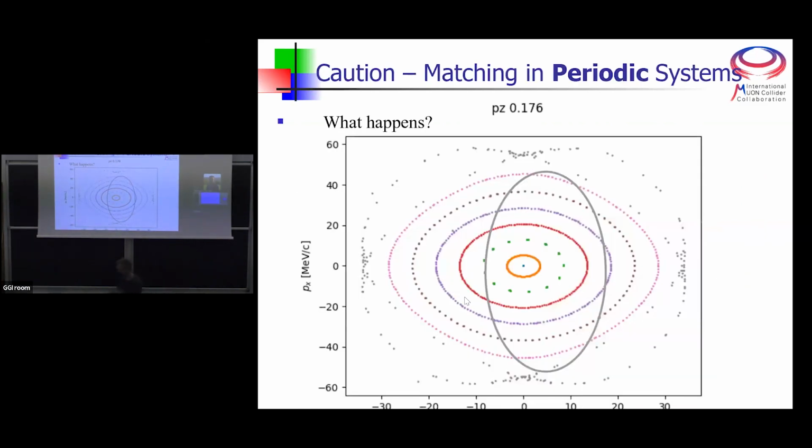Okay. I wanted to introduce a concept called beam matching. So I have a question. Say I put in this gray ellipse I've drawn onto this picture. I'm going to put particles on that gray ellipse into this cooling system. What do you think will happen to the gray ellipse?